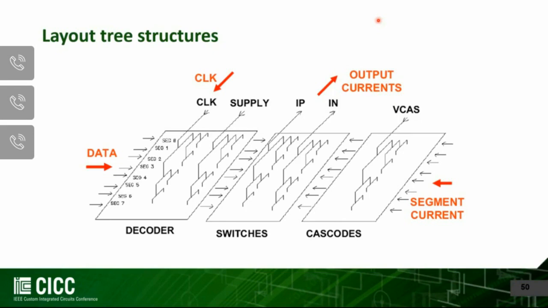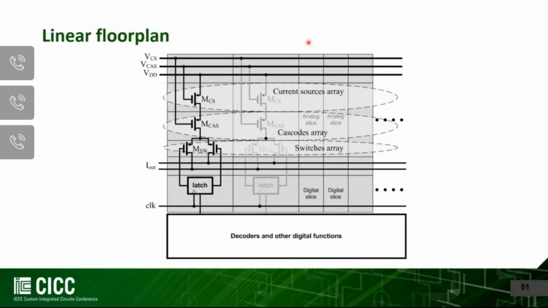The issue with trees is that they will also result in very complex layouts with lots of large parasitics. So use it with great care. Let's look at the linear floor plan in greater detail. Here is an example of the arrangement.